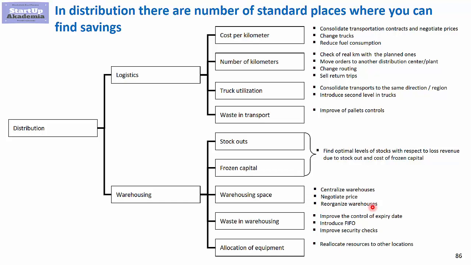Maybe put the things which you use often closer to the entry. In the case of waste, there can be done actually a lot. So first of all, control the expiry date, and then you can also introduce FIFO if expiry dates are short, and improve security checks. And last but not least, allocation of equipment, so you can reallocate resources to other locations, such as people and trucks you use for moving the goods around in the warehouse.